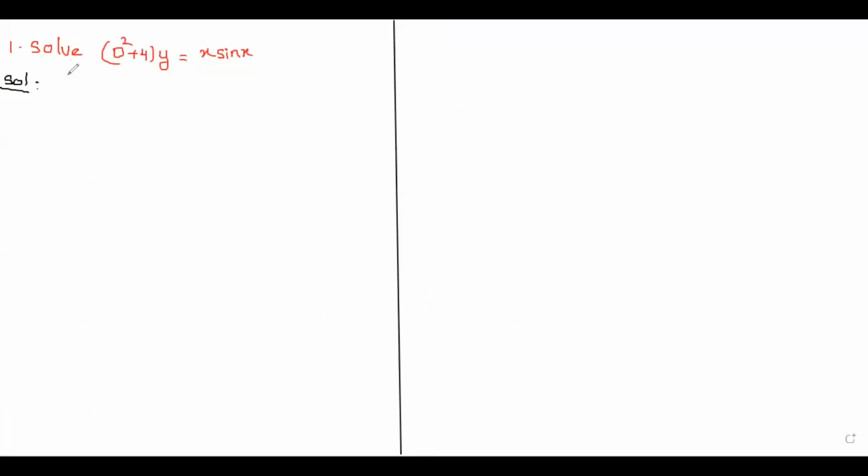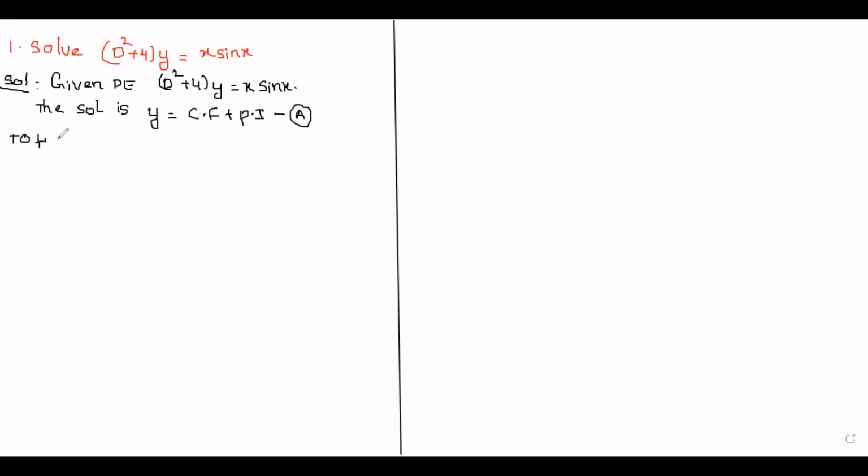First problem, solve D square plus 4 into y is equal to x sin x. So the given differential equation is D square plus 4 into y is equal to x into sin x. So already we know the solution is y is equal to complementary function plus particular integral. Put it as equation A.